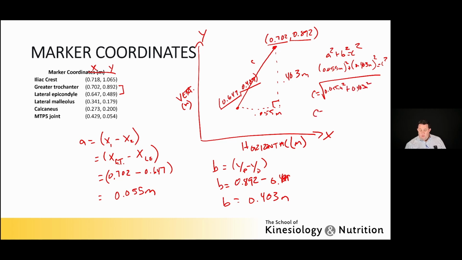And if we crunch all those numbers, we calculate that C will be equal to 0.4067 meters. We can round that up to 0.41 meters as the length of our thigh. Good. I hope that was helpful and gave you a little bit of opportunity to think through how to calculate segmental lengths for the lab assignment.